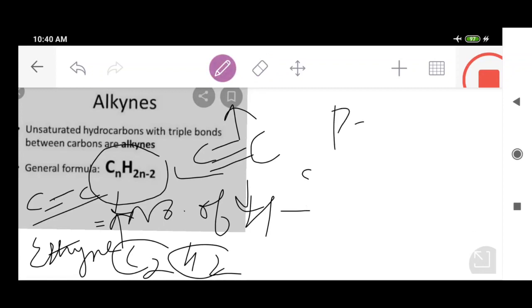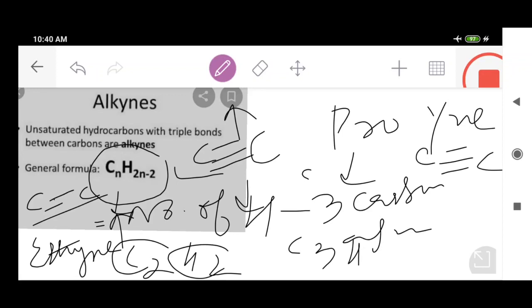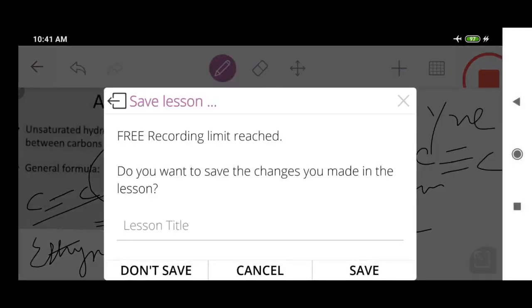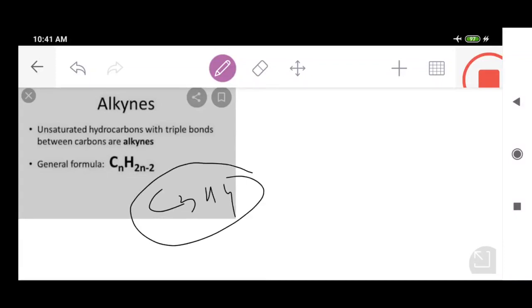Prop means 3 carbon atoms, and yne means carbon-carbon triple bond. So that's why the second member is C3H4. This is called propyne. Prop is used for 3 carbon atoms, and there is a carbon-carbon triple bond. That's why it's called propyne.